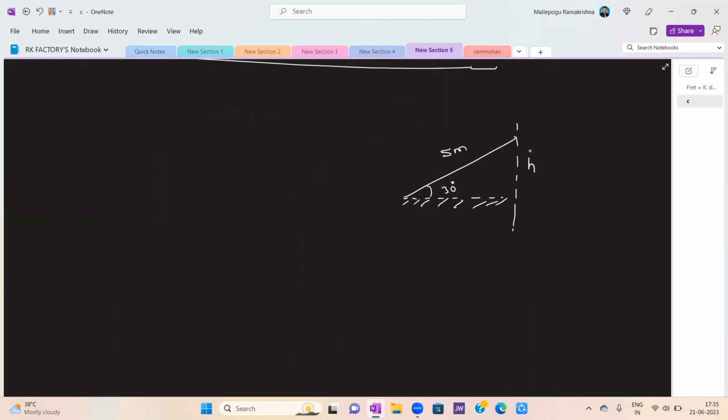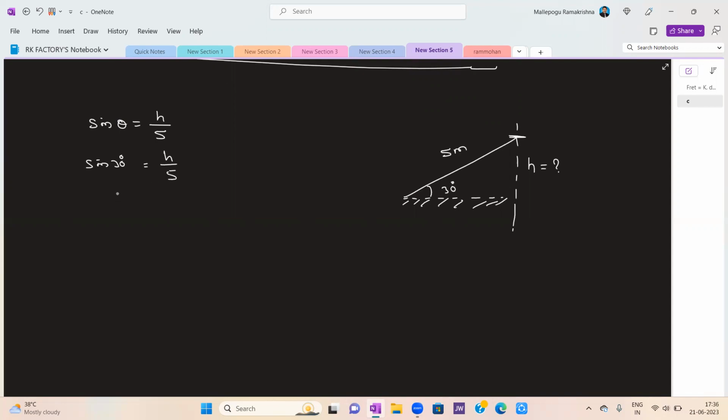At how much height can I touch the wall? Can you answer this question? If we have the idea, sine theta equals opposite by adjacent, right? Sorry, opposite by hypotenuse. Opposite we don't know. Hypotenuse is 5. Theta is how much? 30. So sine 30 equals h by 5.